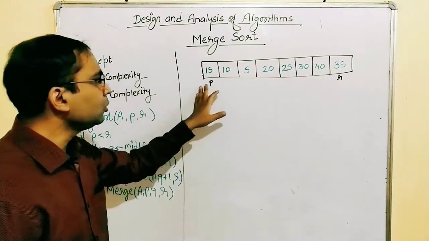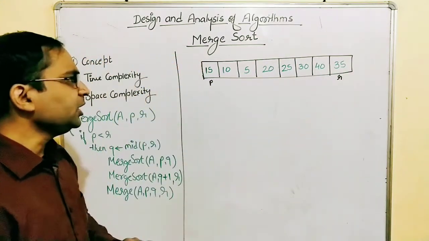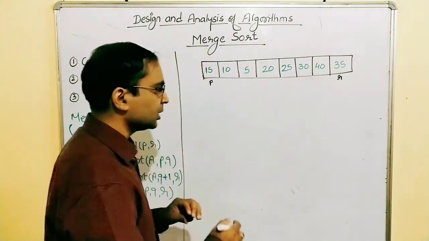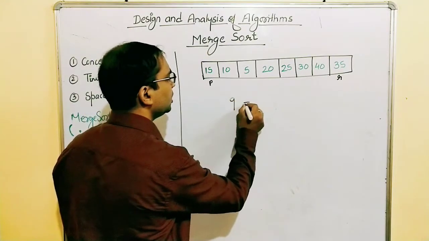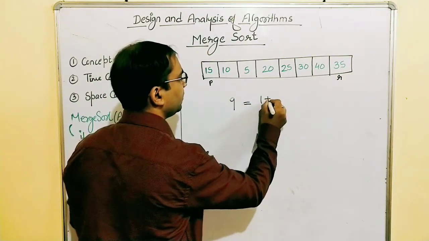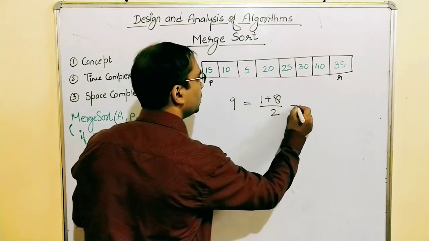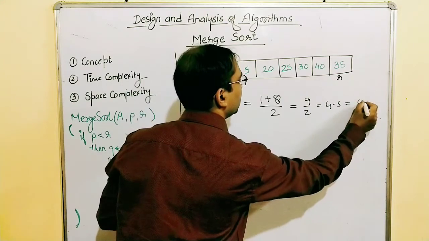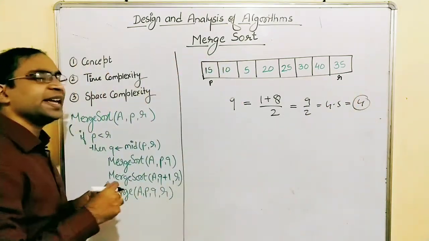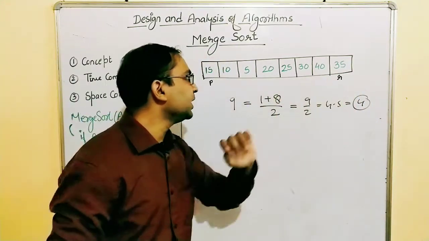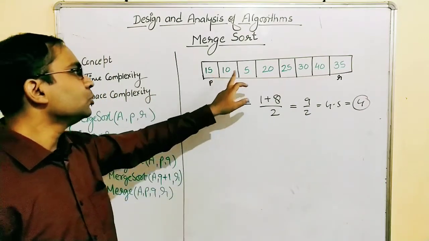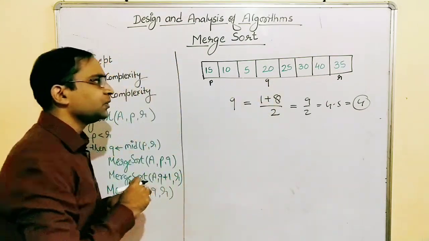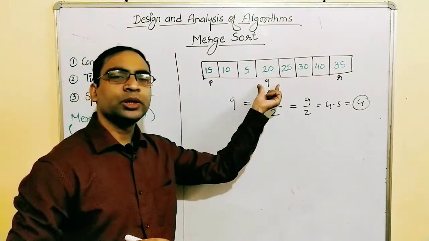Let's say we want to find the mid element. How many elements do we have? We have 1, 2, 3, 4, 5, 6, 7 and 8 elements. How do we calculate Q? Q will be 1 plus 8 upon 2, which is 9 upon 2, 4.5, and logically this is the fourth element. So the mid element will be the fourth element: 1, 2, 3 and 4. So in the first division, Q comes to be the mid element.